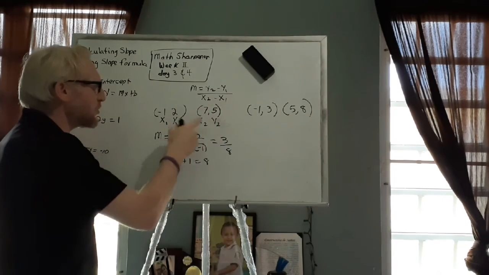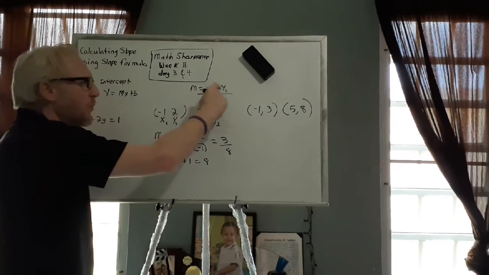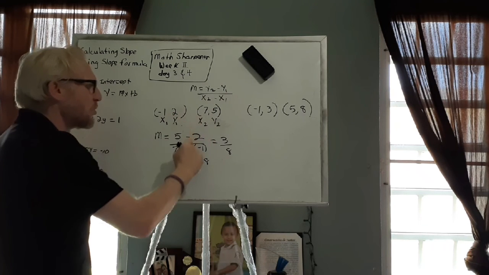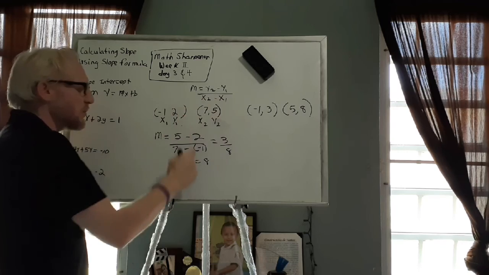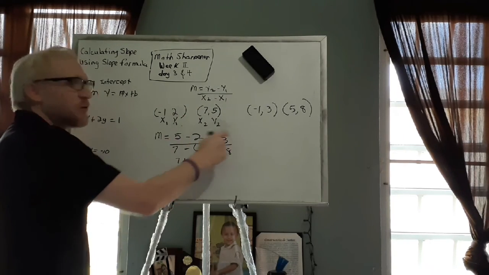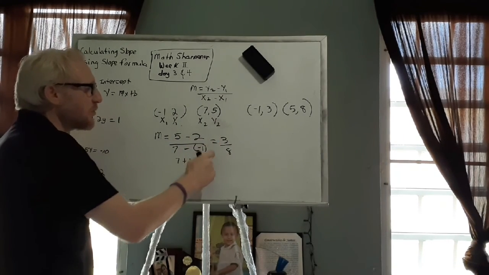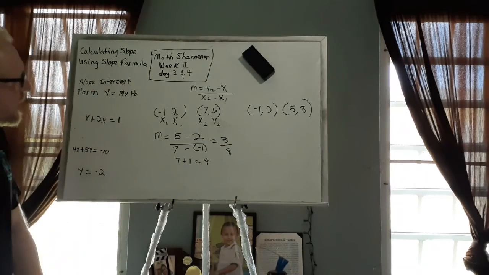So y sub 2 is going to be 5, y sub 1 is going to be 2, x sub 2 is going to be 7, and x sub 1 is going to be negative 1. And 5 minus 2 is 3, and 7 minus negative 1 is 8, so my answer is 3/8, and that's it.